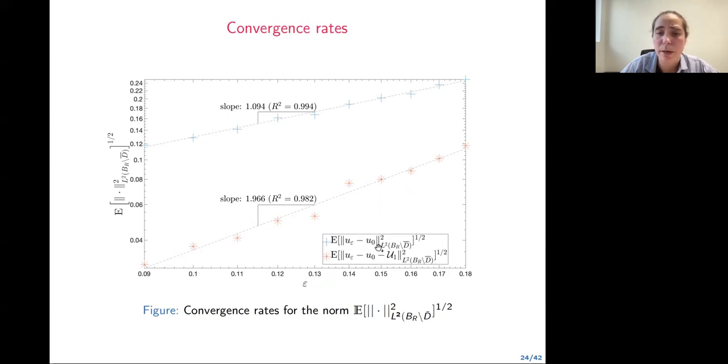So first, U epsilon minus the homogeneous problem, and then U epsilon minus the homogeneous problem minus this corrector term in L2 of the outside. And then we take the expectation. To take the expectation, we need to do some Monte Carlo simulation. You see that for the zero order approximation, we get a slope of 1, and with the corrector, we get a slope of 2. So it validates the different convergence rates that we proved.